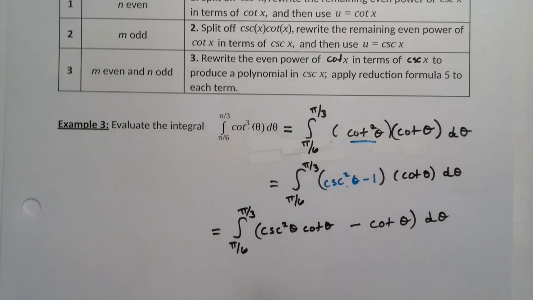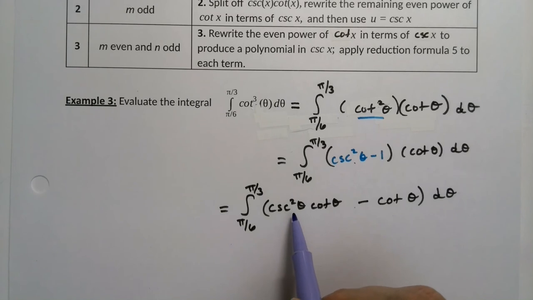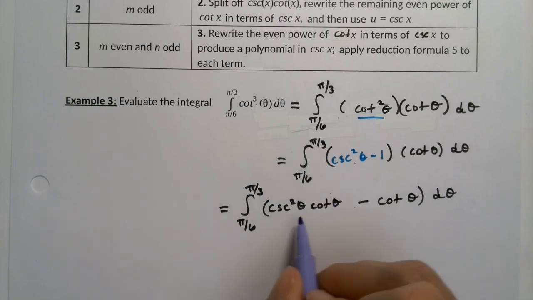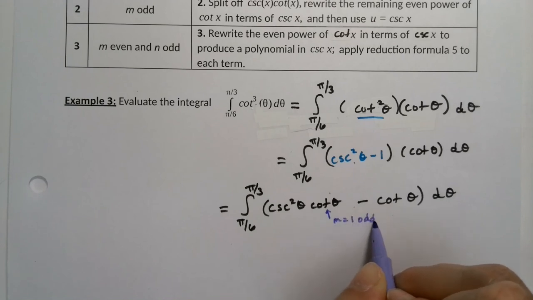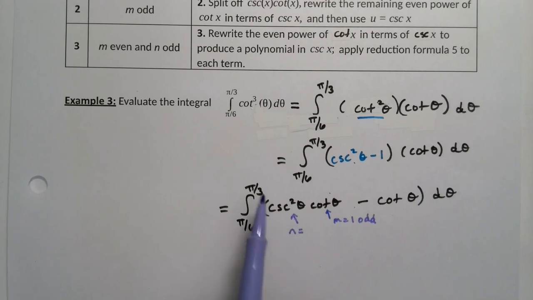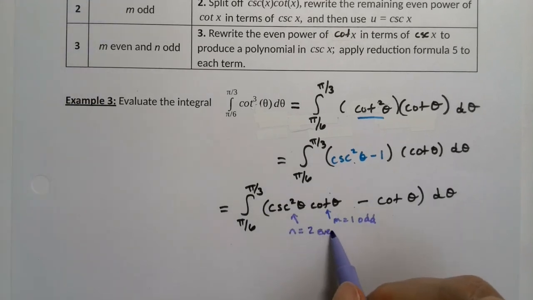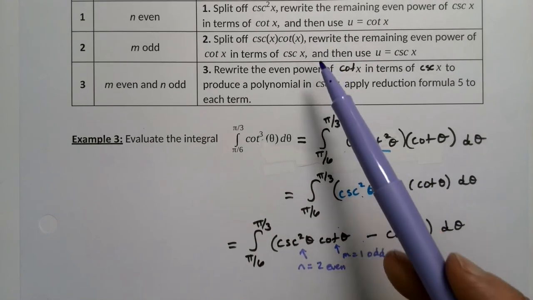Now, why do I say that's interesting? Because this one will fit into our format. Cotangent is raised to the 1 power. So if you look at this step right here, m is 1, which is odd. n, which is the power of cosecant, is even, right, which is 2, which is even. And so yet again, we can choose to use either method 1 or method 2.